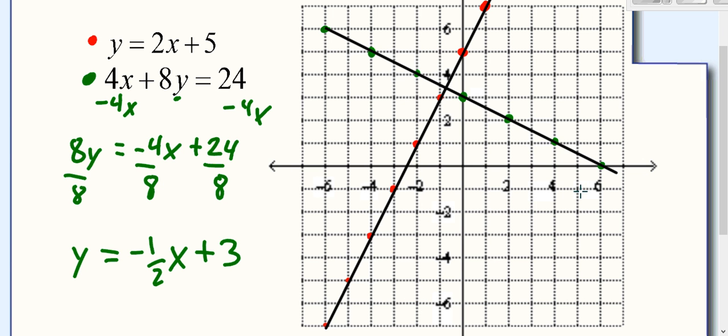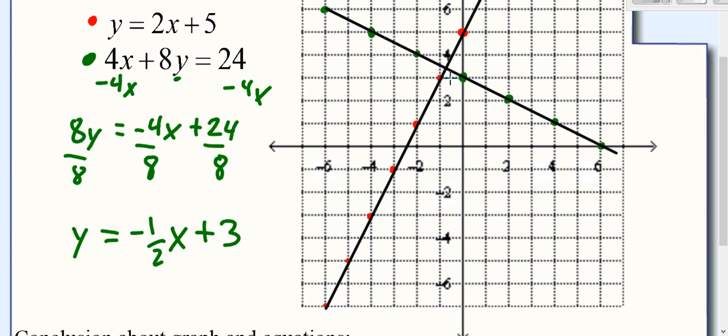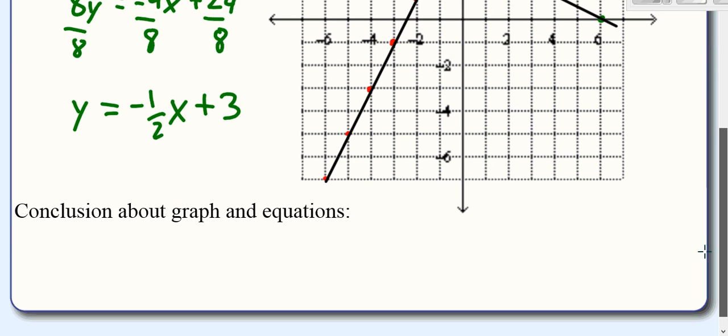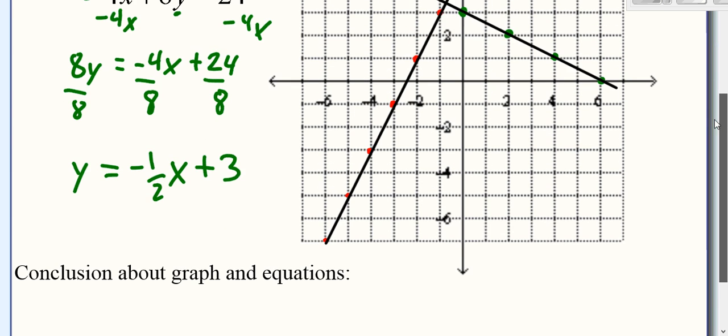They do intersect, but if you really, really wanted to get precise with it, we can see that they are intersecting at a right angle. They are intersecting at a right angle right there, which means that those lines are perpendicular.